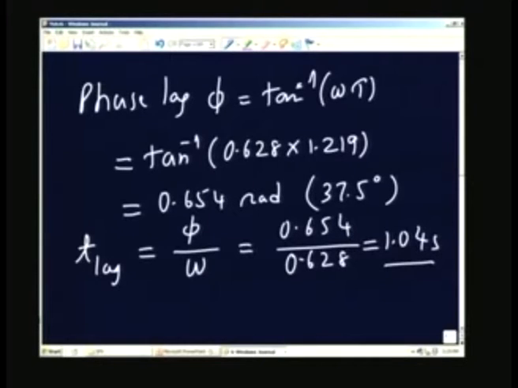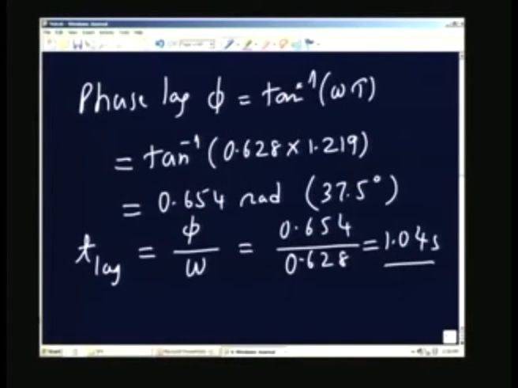That means that the maximum indicated by the sensor will be after 1 second, almost 1 second, a little more than 1 second after the maximum actually occurs in the temperature which is varying. There is a 1 second lag between the two.